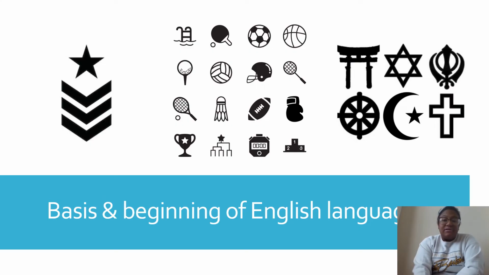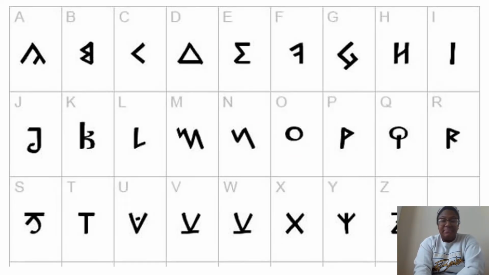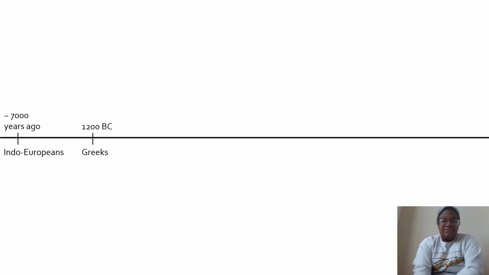So the Romans are the true basis in the beginning of the English language, especially when we think about how we read and write. So for example, they are the reason we read from left to right. They also gave us many of the words that we still use today in the military, in sports, and in religion. So this is the Roman alphabet. You can see that it's starting to look even more familiar to the one that we have today. So we're going to add the Romans to our timeline.